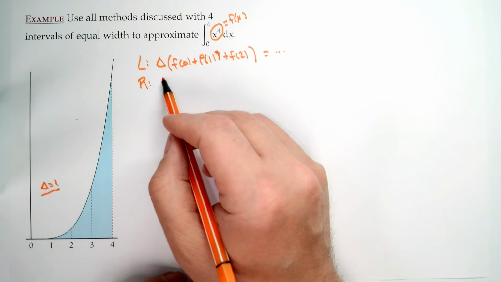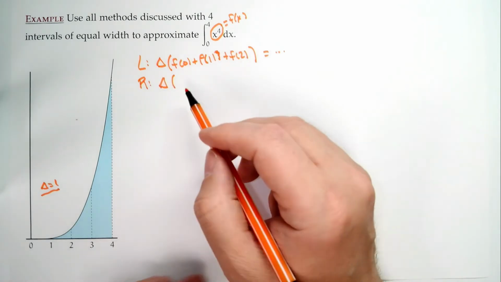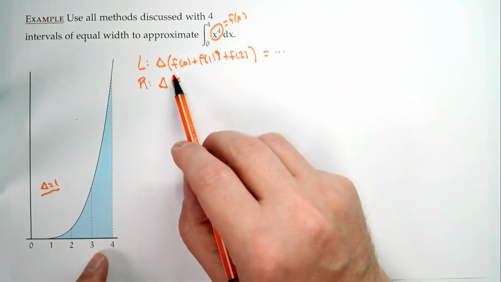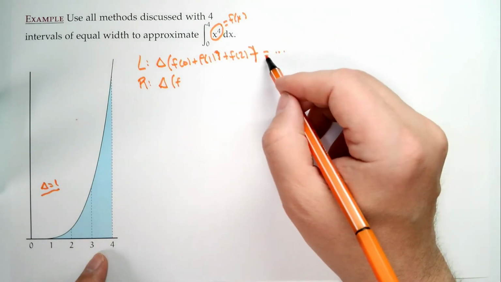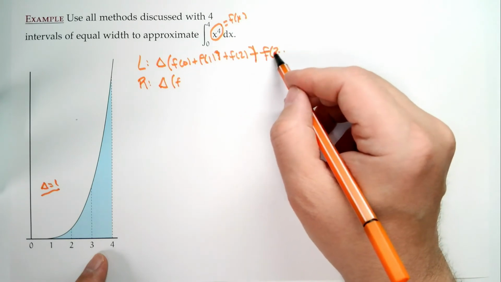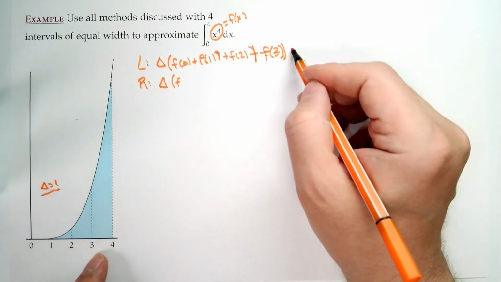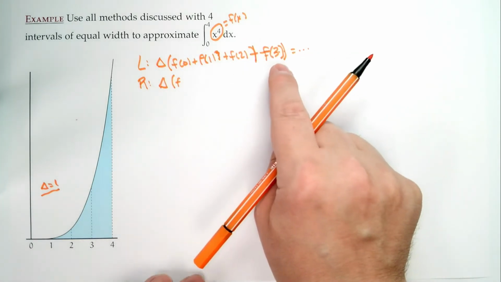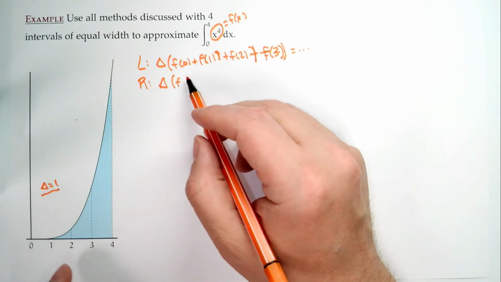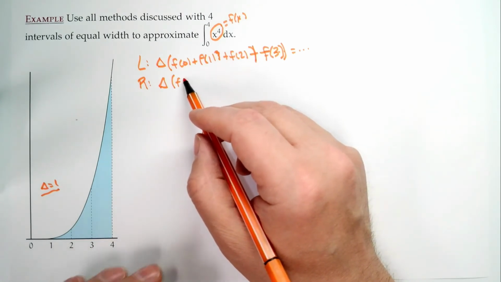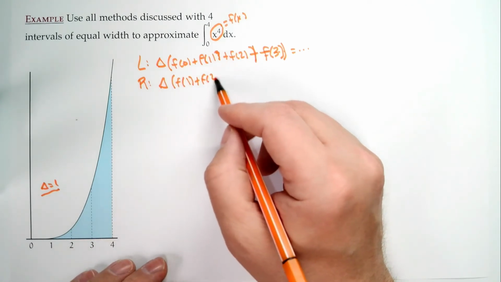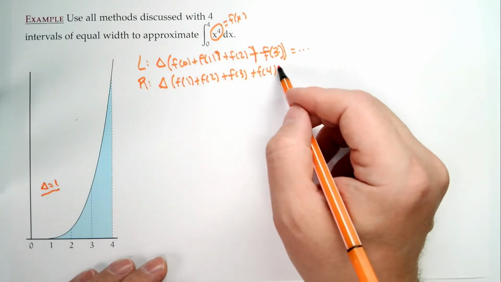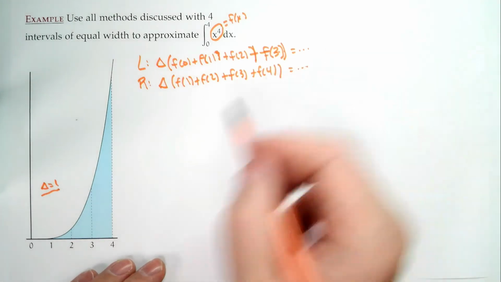For the right, you'd have your delta, and then you take your f of, wait a second, hold on. I can't believe I missed this, plus f of 3. There we go. Because if we have 4 intervals, we better have 4 terms for our Riemann sum. I'm sorry about that. Okay, right endpoints are going to be 1, 2, 3, 4. So f of 1 plus f of 2 plus f of 3 plus f of 4. Okay, and that turns out to be something, and you can compute that.